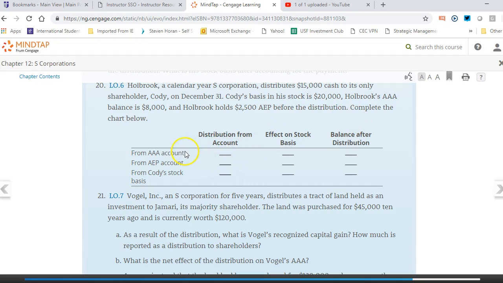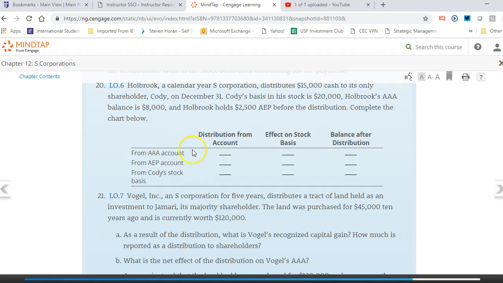So it says right here, distributions from the account. So remember that the AAA account amount is 8,000, and then the AEP account is 2,500. So what we do then, we take the distribution first from AAA.